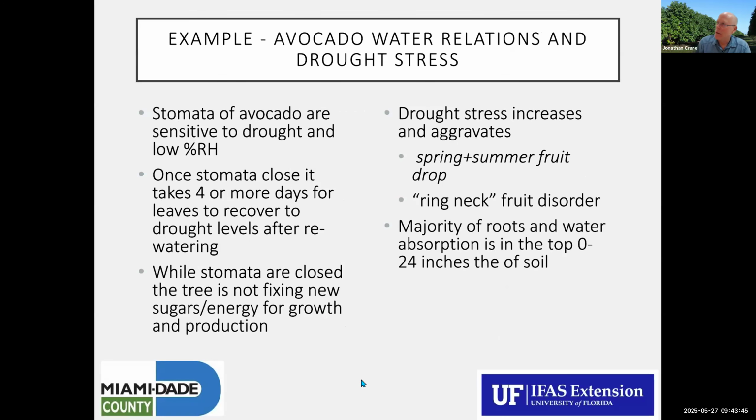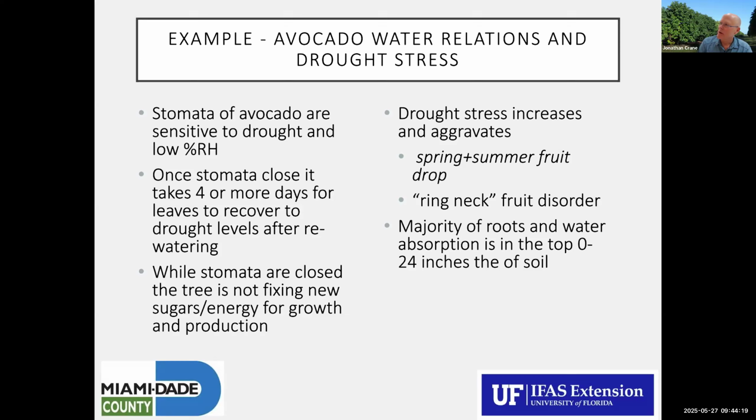So an example of avocado water relations and drought stress: it turns out avocado leaves are not only sensitive to drought, but also low relative humidity. If it's dry out there, they'll start to close their stomata, maybe not all the way, but once they've been closed, it usually takes 4 or more days after rewatering for those stomata to reopen and the tree to regain its ability to fix high amounts of carbon, or photosynthesis, right?